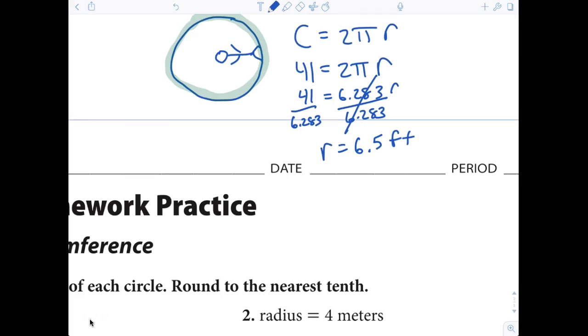All right, now I'm hoping you can see how the drawings help, in my opinion. The drawings help a lot because you might make a mistake and see whether it's a radius or a diameter by accident. Everybody agree with me? All right, I want to see the drawings.